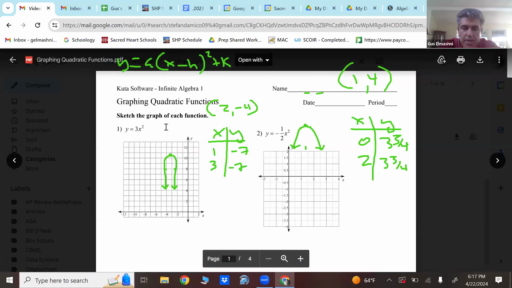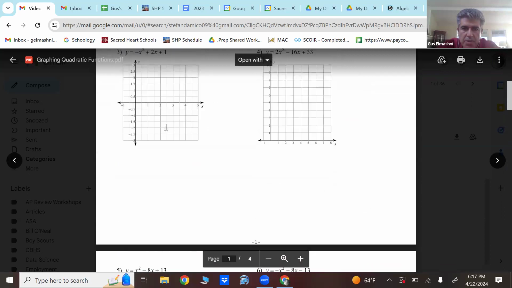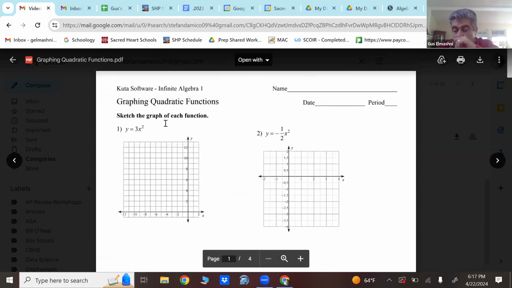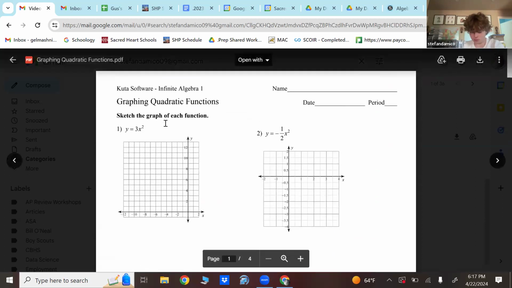Okay, more on graphing. It's only 8 problems, so really it's just a matter of finding the vertex, making a table, and finding the points. So let's look at this one here.